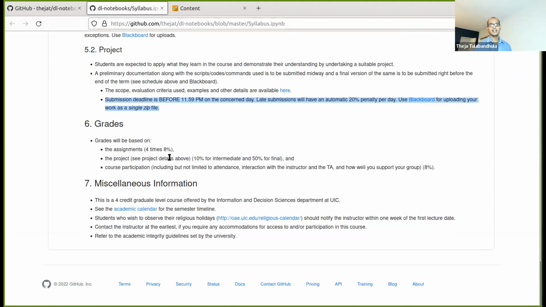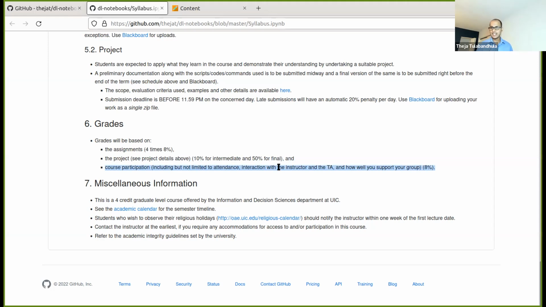So as you can see, since I've been emphasizing project quite a bit, project is really a big part of the grading. It's actually 60%, split between an intermediate check-in, where you'll have a 2 or 3 page check-in of what you've done so far, and a final check-in, which is 50% of the grade. The assignments are 8% each, and there's also 8% for course participation, which is actually just being a good course citizen.